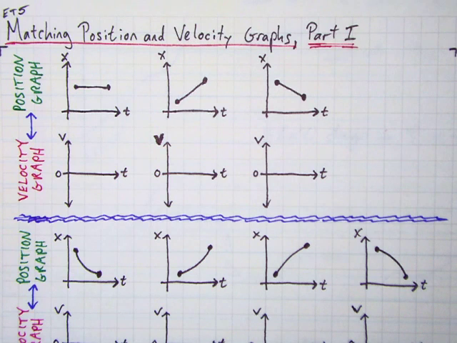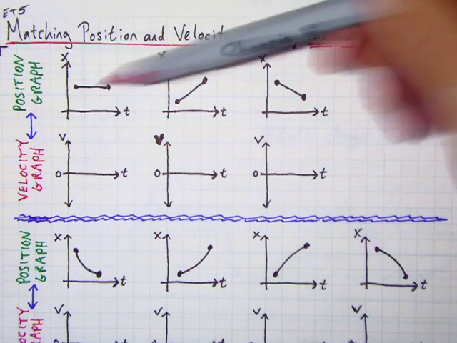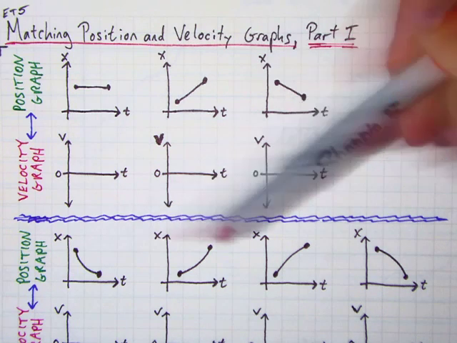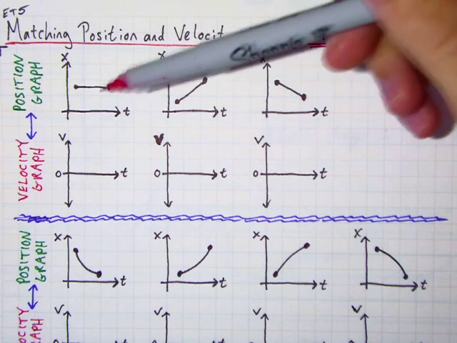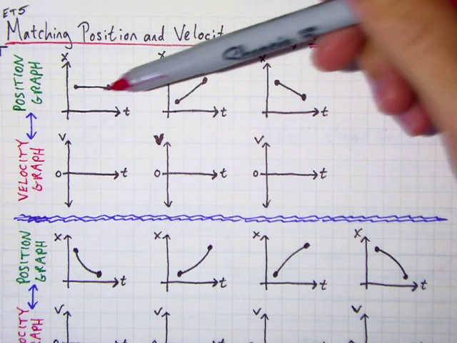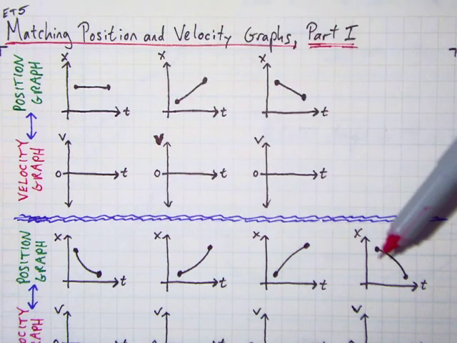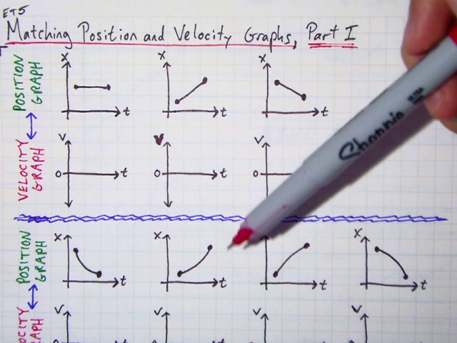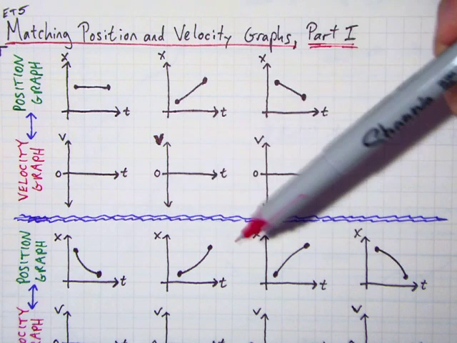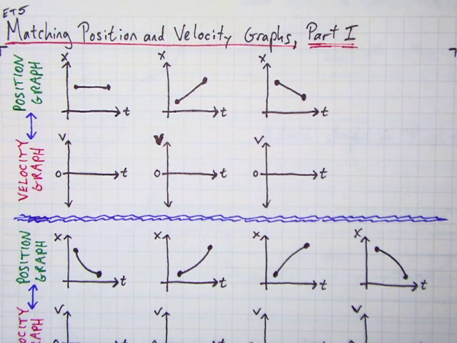Every position versus time graph can kind of be broken down into connections of these 7 different pieces. So if we know what the velocity graph for each of these 7 pieces looks like, then we can construct the velocity versus time graph for any position versus time graph.